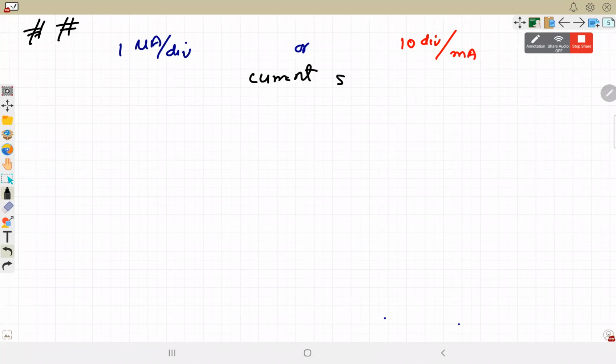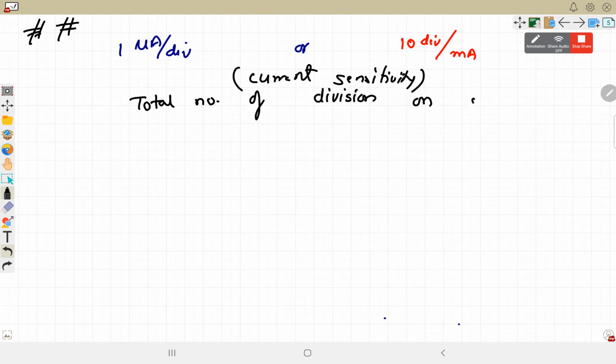And it might be given in the name of current sensitivity, while the definition of current sensitivity we have already read, that is the deflection per unit current. So that current sensitivity was the exact definition, but from this sensitivity we can figure out the total current passing, the maximum current that can pass. Like suppose these are two different galvanometers, and in them the total number of divisions on the circular scale is given as 150, let's say.